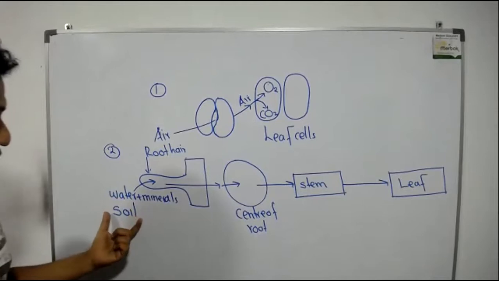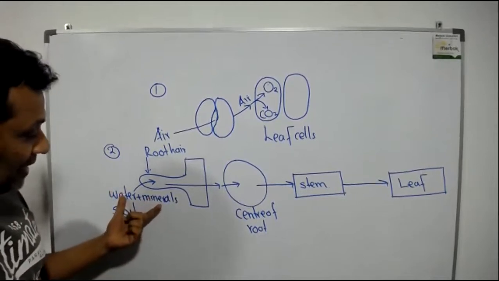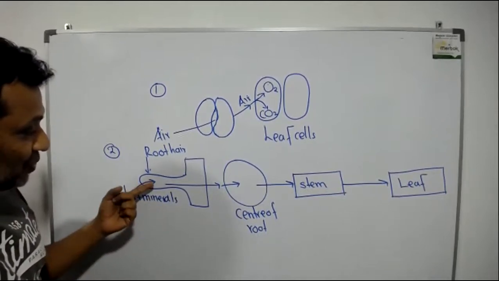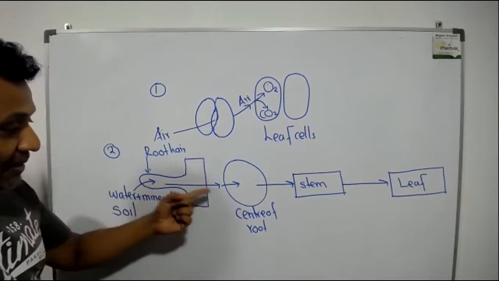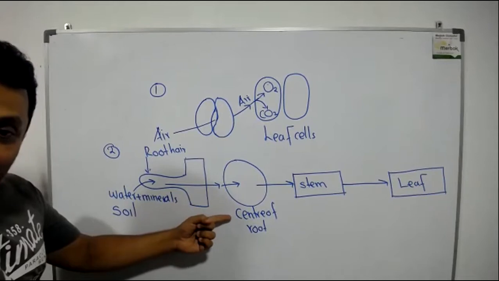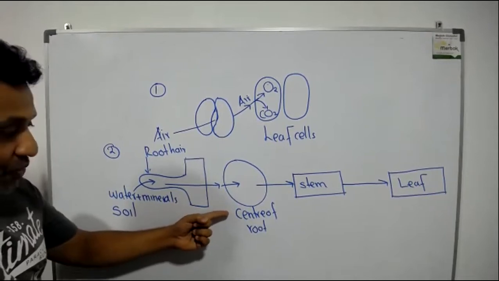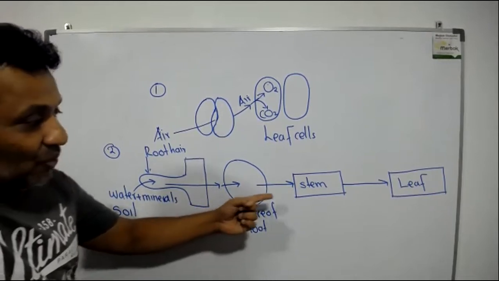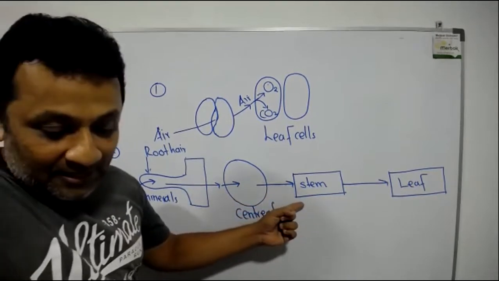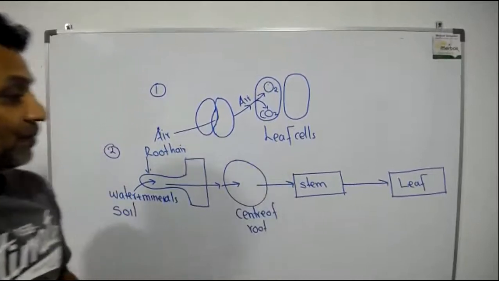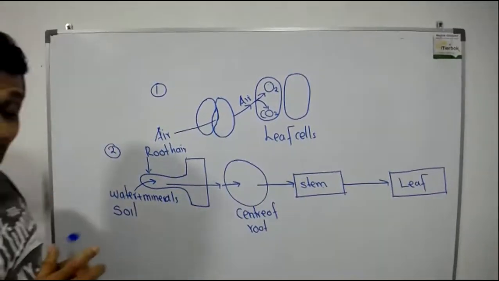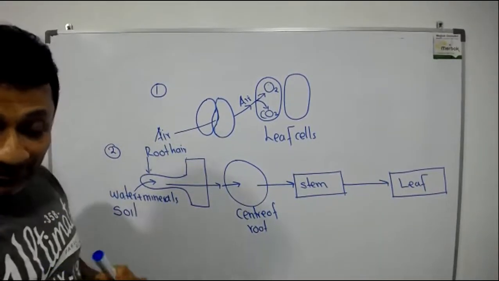From the soil, plant is taking water and minerals through the root hair. That water and minerals are going to the center of root. From the center of root, it goes to the stem. From the stem, it goes to the leaf. What about the third one?